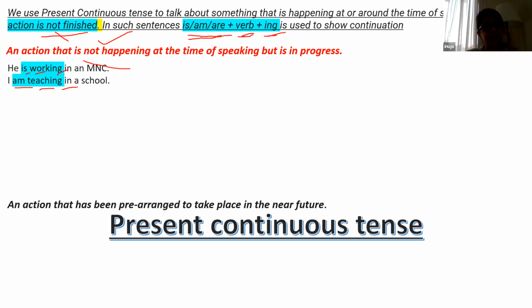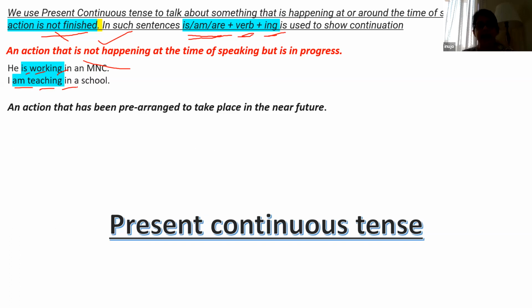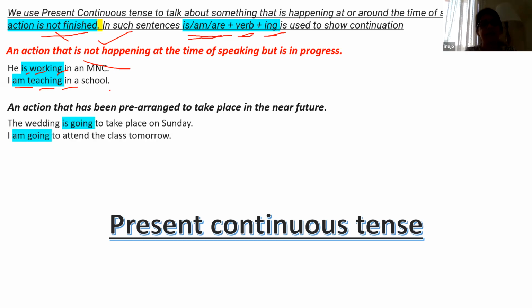All right. Now, where else do we use present continuous? An action that has been pre-arranged to take place in the near future. For example, the wedding is going to take place on Sunday. Is plus go, your verb, plus ing. So present continuous tense. The wedding is going to take place on Sunday. So the arrangement is happening to take place in the near future. But now the action is in progress. So, is plus go plus ing.